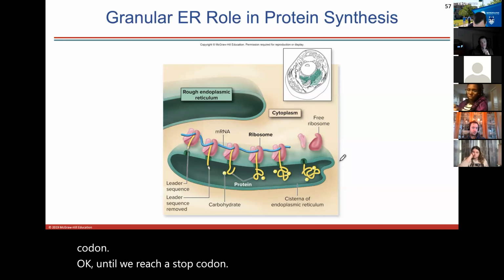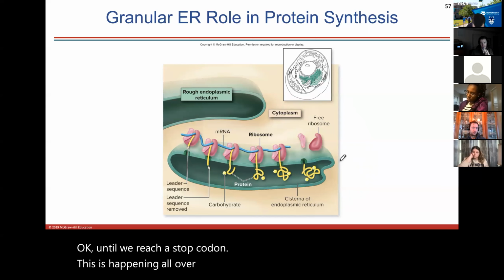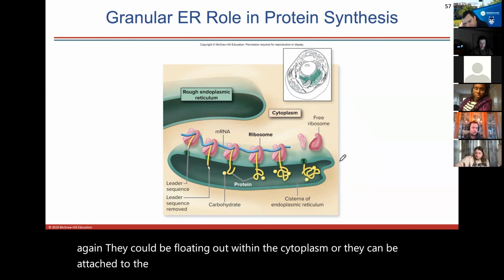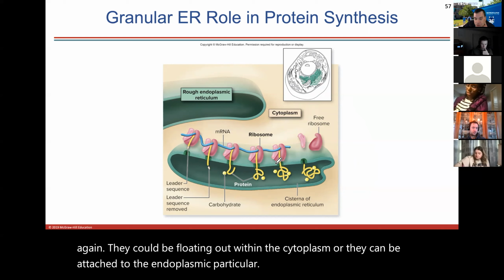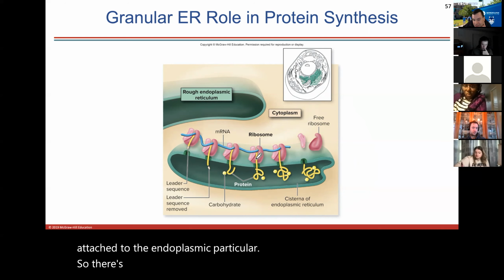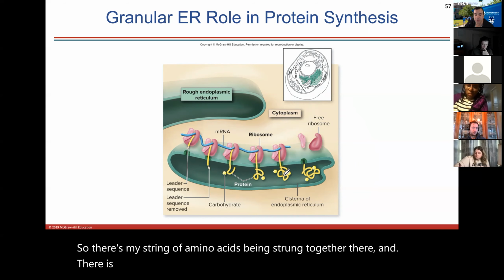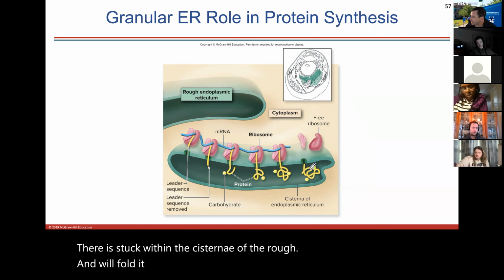This is happening all over the place, wherever I have ribosomes involved. Again, they could be floating out within the cytoplasm, or they can be attached to the endoplasmic reticulum. So there's my string of amino acids being strung together there, and they're just stuck within the cisternae of the rough ER. And we'll fold it, we'll manipulate it a little bit to get this thing ready for action.